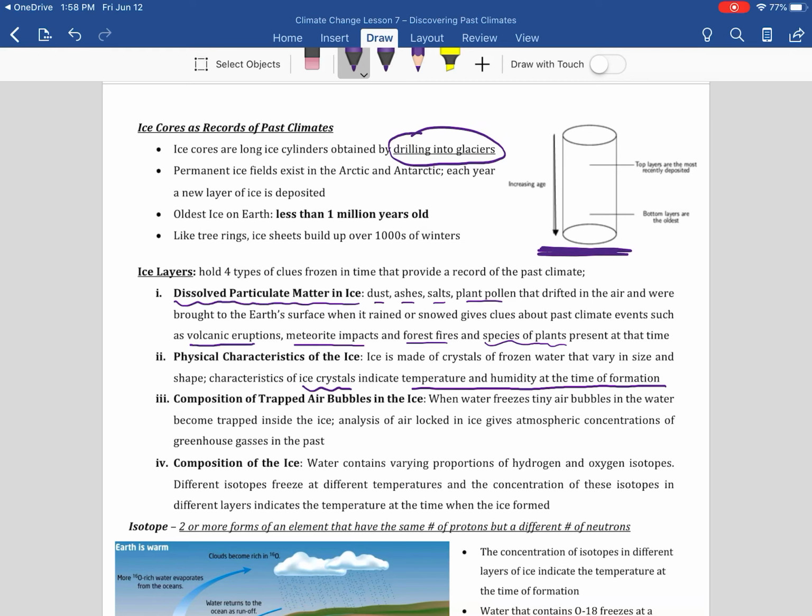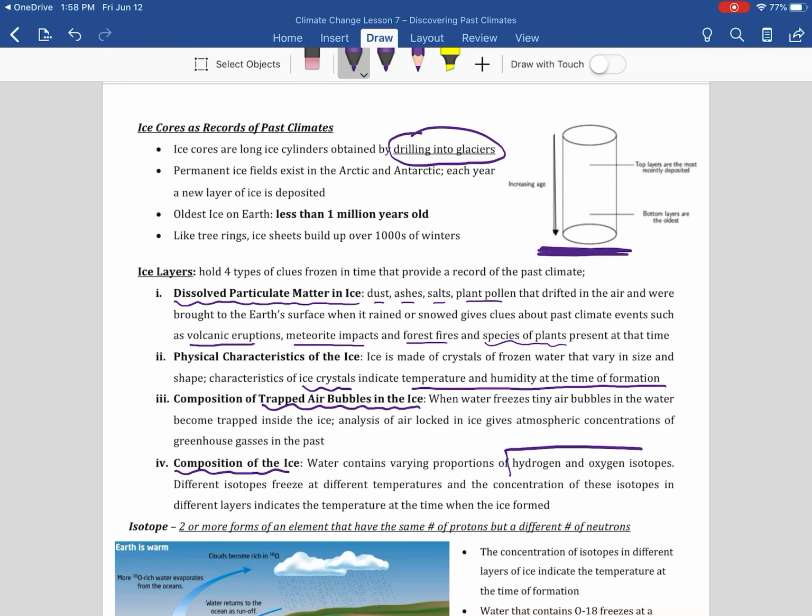Okay, and I already alluded to this, trapped air bubbles in the ice. Once again, this is why ice floats, because there's air between the water molecules. Okay, so what they can do is actually analyze those bubbles to see what the air was like way back when. Lastly, the composition of the ice.